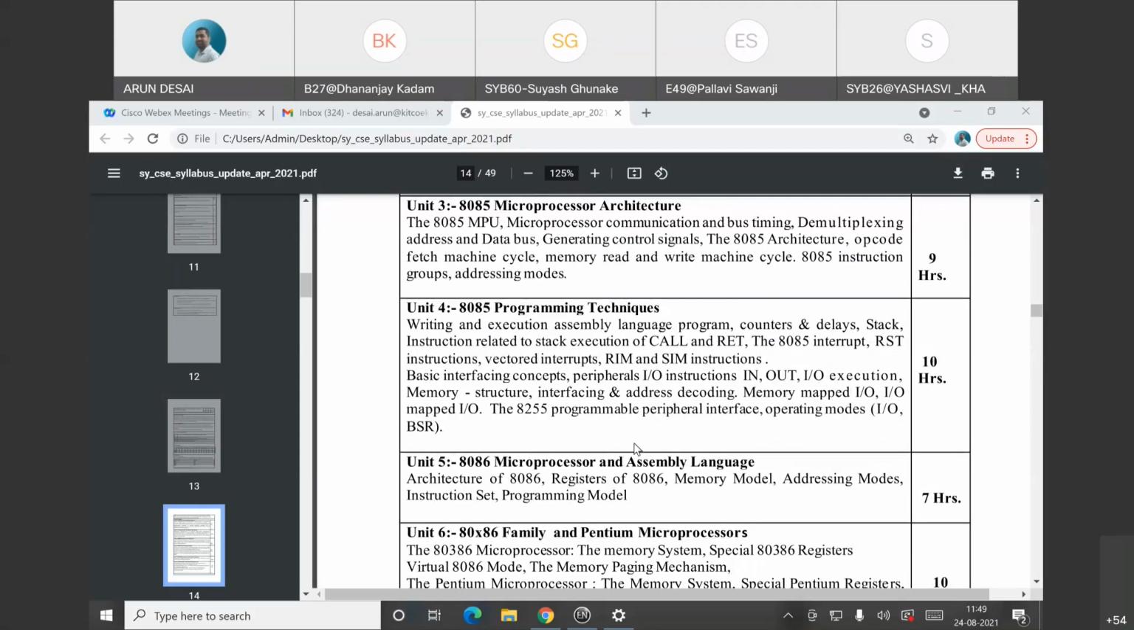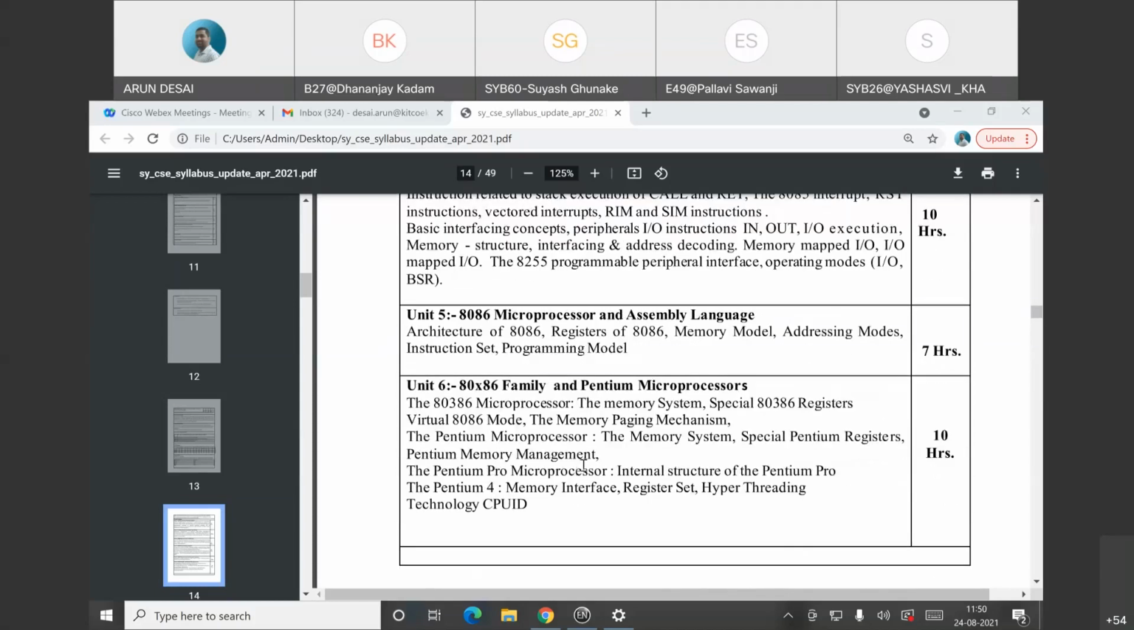So unit 3 and unit 4 are based on the 8085 microprocessor, and this is a base architecture for any processor, right? Then the next unit is on 8086. Unit 5 is the 8086 microprocessor. So again, architecture, what all registers are there, how the memory model works, what all addressing modes are there, what all instructions are there, and how we are going to program for 8086 is there in unit number 5. And unit 6 is based on the x86 family.